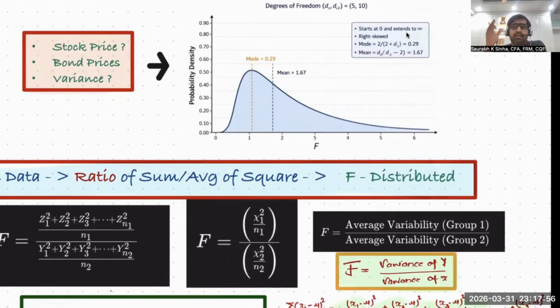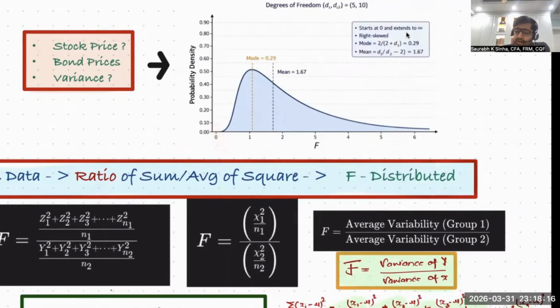But theoretically, stock prices cannot go to a negative value or go below zero. Definitely, it can go down to zero. Bond prices cannot go to a negative value. They can definitely fall to zero. So variance can fall to zero, but cannot go negative. So you need a distribution which is pegged at zero and goes up to infinity in the right direction. Basically, you're interested in distributions which are right skewed distributions.